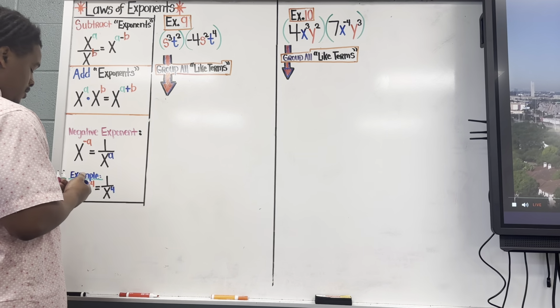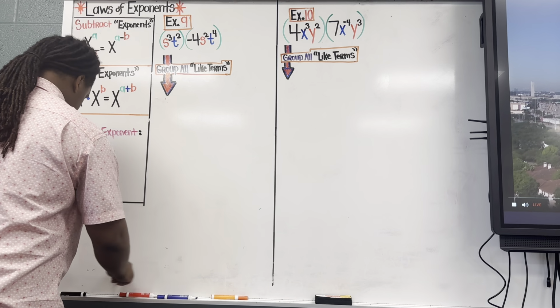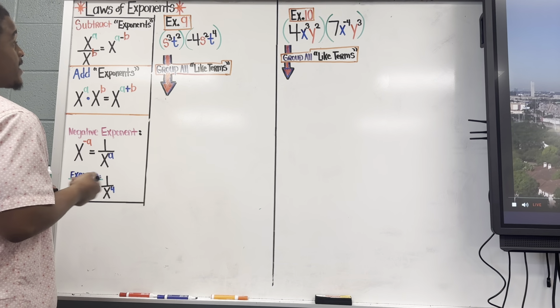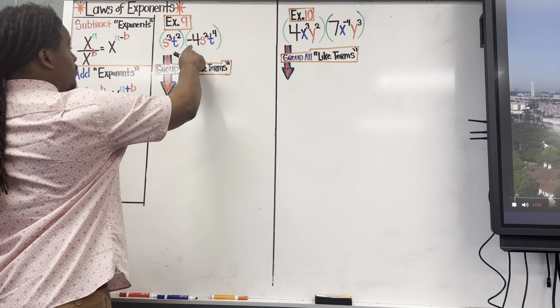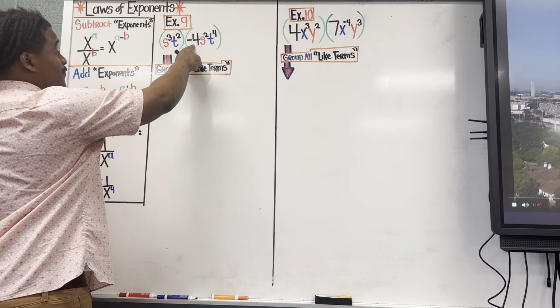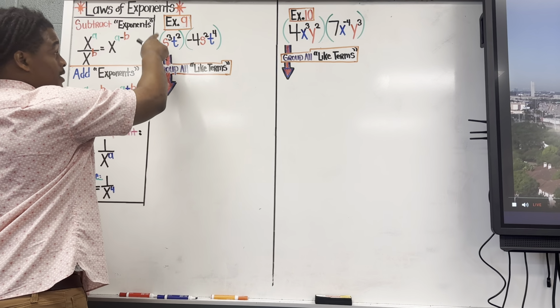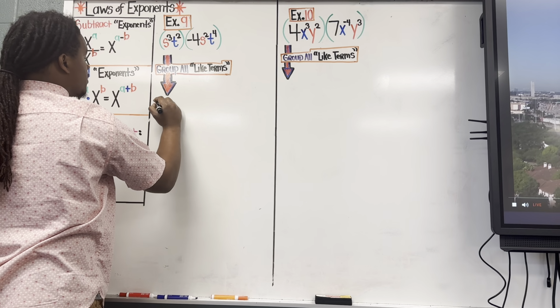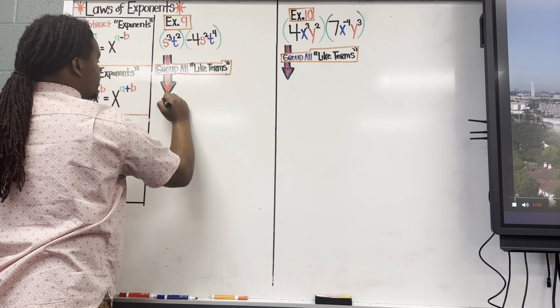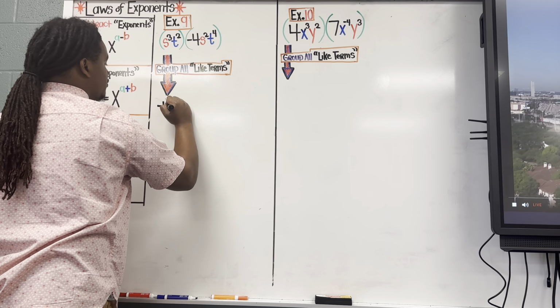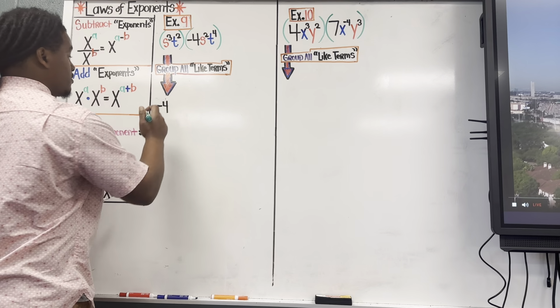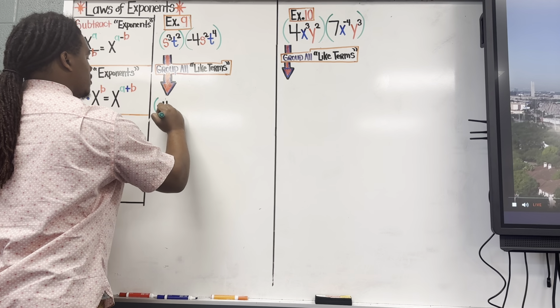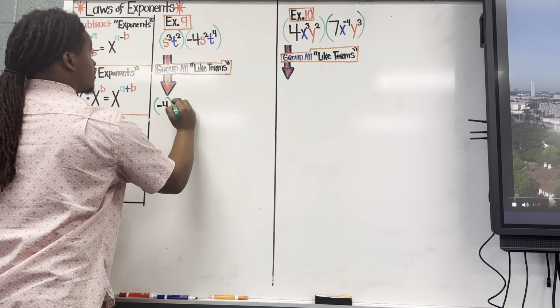So let's start off with the coefficients, which is just the numbers that are attached to the variables. The only coefficient that we really have is negative 4. This is an imaginary 1, but 1 times negative 4 is negative 4. So we're just going to have negative 4 in its own parentheses.